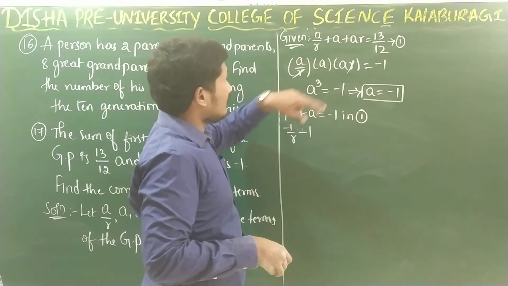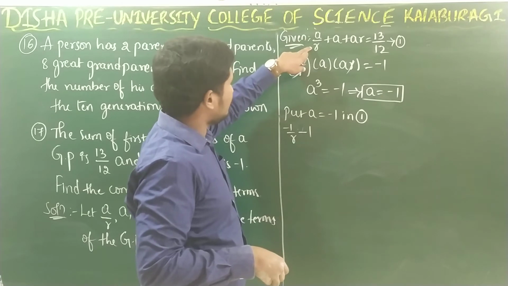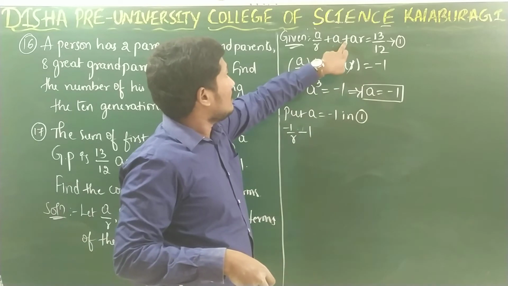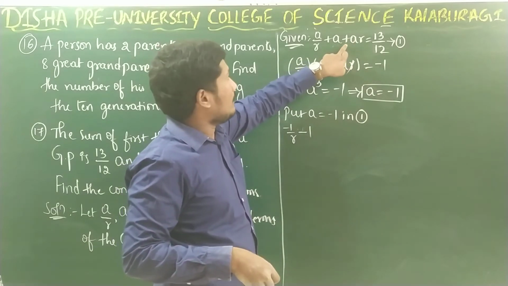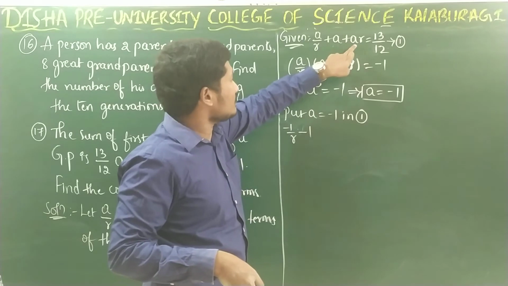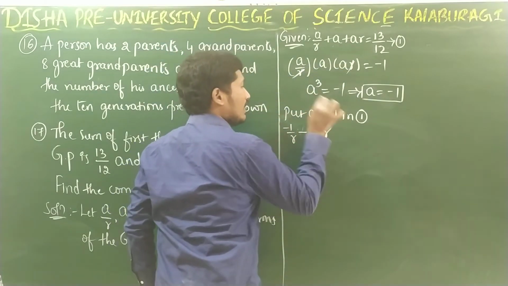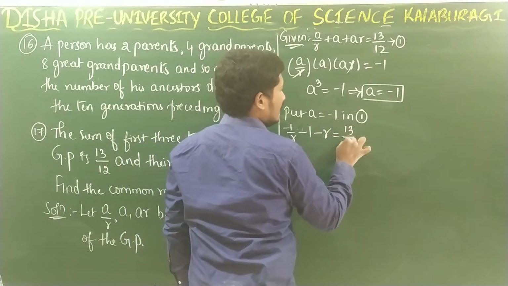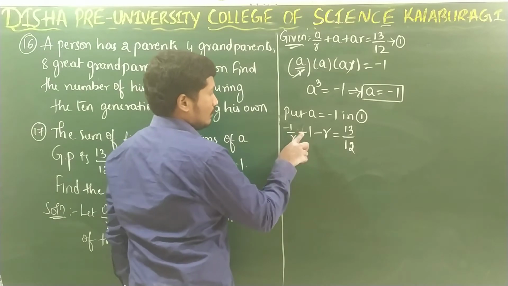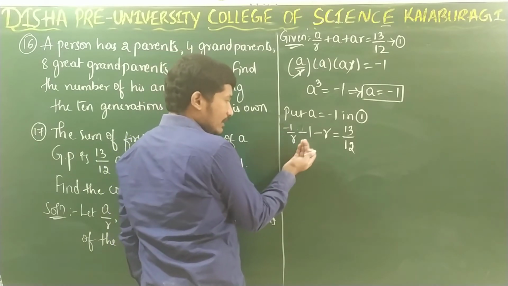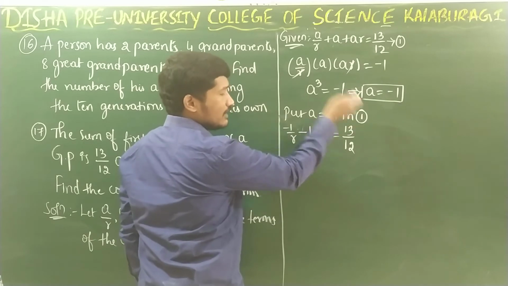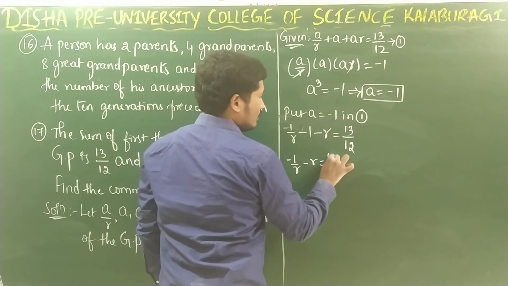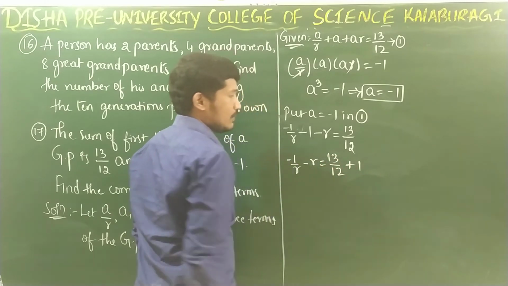So what will I get from equation number 1? Minus 1 by r plus of minus 1. Plus into minus will be minus 1. Again plus of minus 1 here. Plus into minus will be minus, so minus 1 into r will be minus r. Right? So this is equal to 13 divided by 12. Now you need the value of r. So keep it on the left hand side, transfer minus 1 to the right hand side. So minus 1 by r minus r is equal to 13 divided by 12 plus 1.